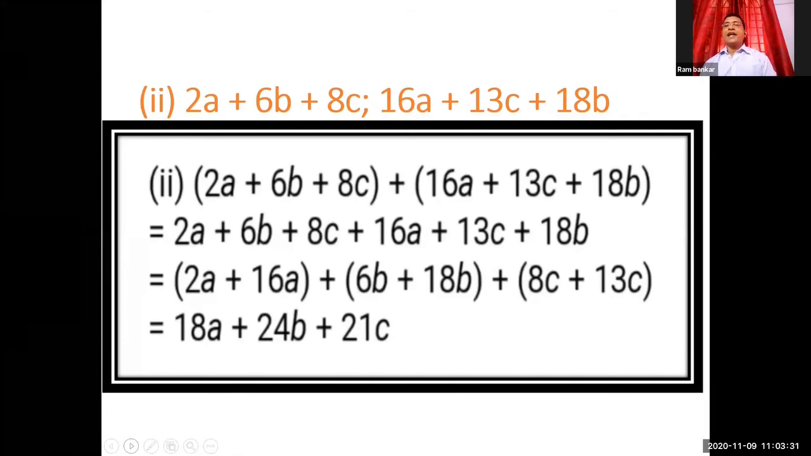Now we have to add them. 16 plus 2, 18a. 6b plus 18b, 24b. And in the last bracket, 8 plus 13, 21. 21 is the coefficient and c is the variable. In this way, we got the answer of the second question: 18a plus 24b plus 21c. Look at the next question.